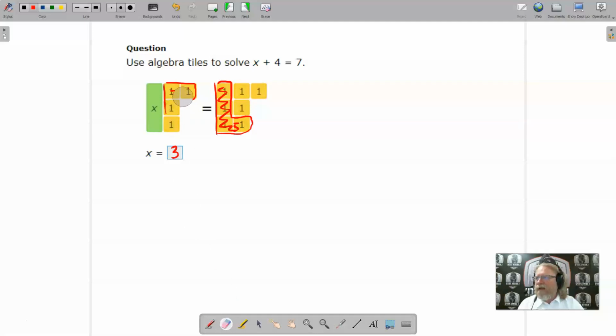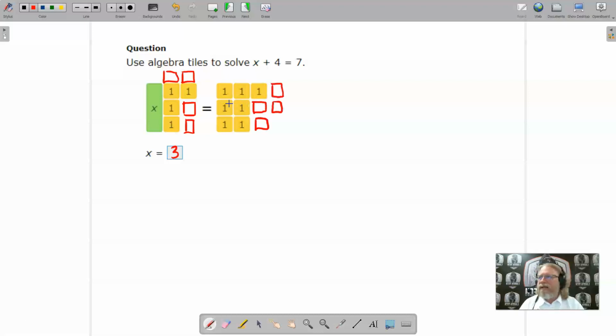Now, technically, the way to do it would be to make zero pairs. So x is tied to the 4 through addition, so I need to subtract. I'm going to subtract 4. So I'd have to add 4 negatives to each side because I have 4 positives with the x. 1, 2, 3, 4. And what I do to one side, I have to do to the other. 1, 2, 3, 4. So I would add 4 negatives to each side.